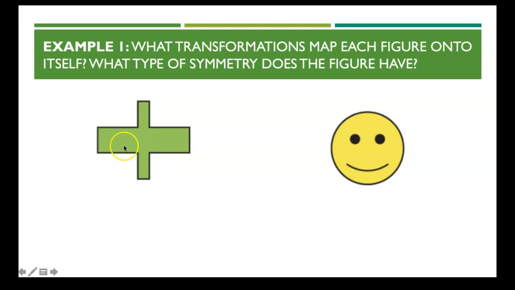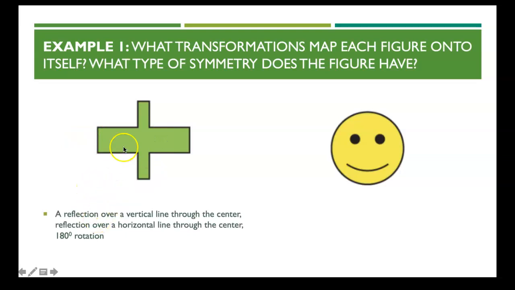So I'm going to look at this and say, okay, what transformations map each figure onto itself? Well, I can see that right here, I could fold it in half. A reflection over the vertical line through the center or the horizontal line through the center. So the horizontal line, vertical line, or I could flip it 180 degrees and it would be the same. For the little smiley face here, it just has reflection through that vertical line down the middle. Okay, I can only fold it in half once.